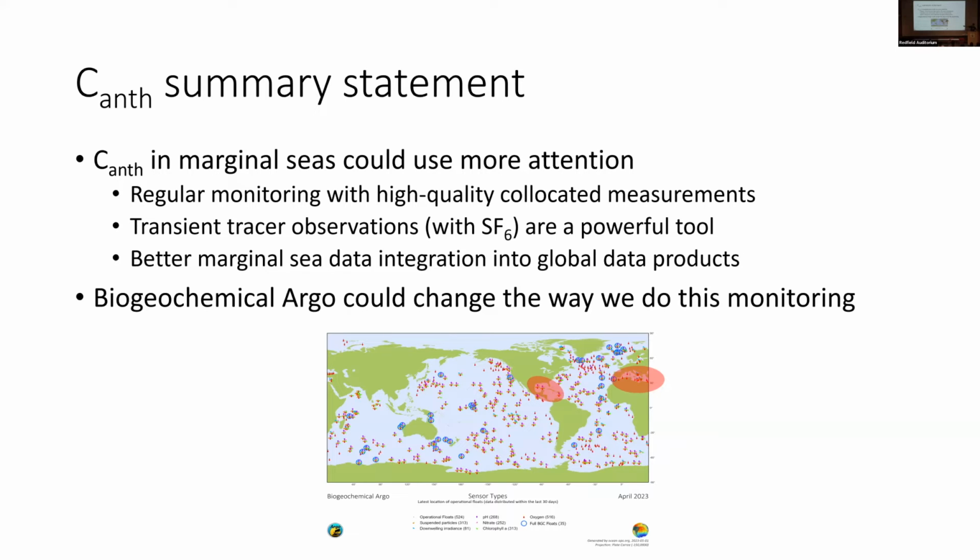I also wanted to mention that biogeochemical Argo could change the way we do a lot of this kind of science. We don't yet know how that's going to shake out, but we're excited about it. And thanks to folks like Emily, we do have some floats in some of these marginal seas, and there are quite a few in the Mediterranean.